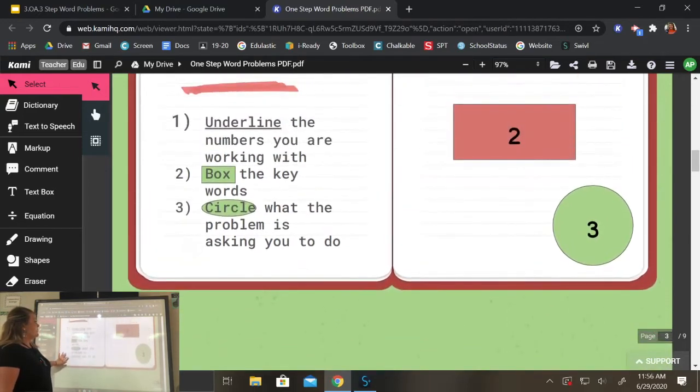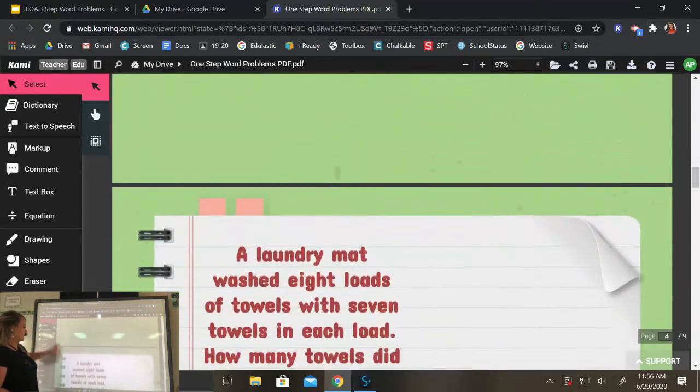You're going to need to follow these steps after reading the problem once. So the first time you see it, you're going to read through the problem. Then you're going to mark up the problem by underlining the numbers you're working with, boxing the keywords, circling what the problem's asking you to do. After you have read it twice, you're going to read it one more time with all of your clues, and that way you can fully understand what the problem is asking you to do, and we're setting ourselves up for success. Let's do a couple of practice problems.